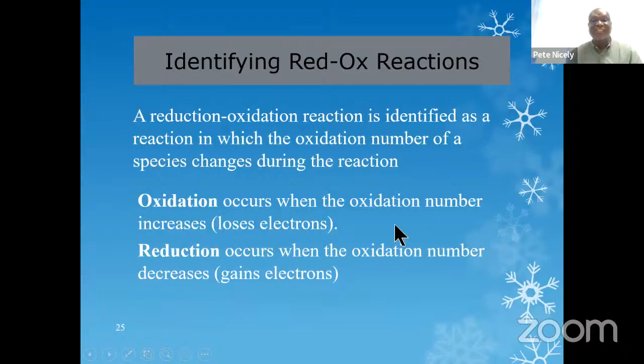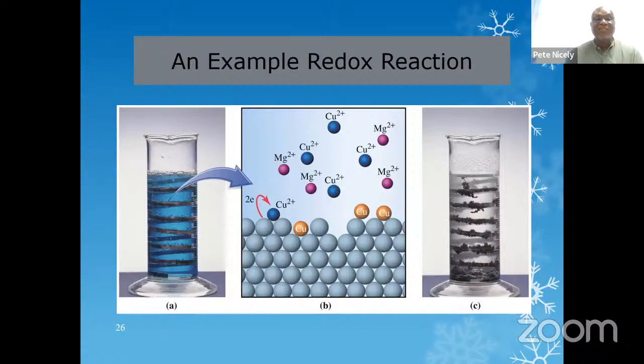And the increase in oxidation number corresponds to a loss of electrons. The reduction in an oxidation number will correspond to a gain of electrons, all right? So you can see here that we can look at redox in terms of either increase or decrease of the oxidation number or gain or loss of electrons. Okay, so as an example of a simple redox reaction, I want to show you this picture here.